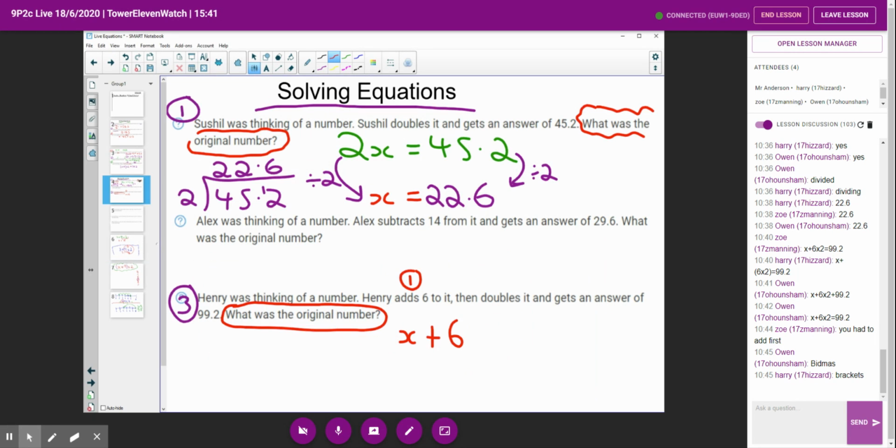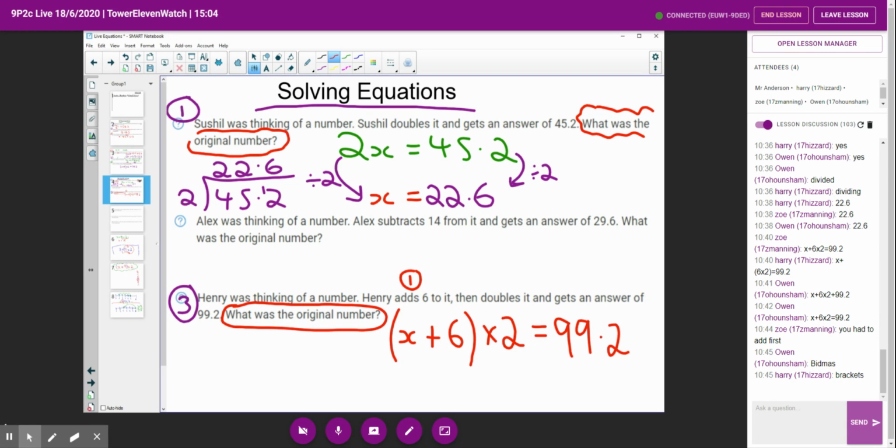Right, so Henry adds 6 to it. So we've got x plus 6. We want to times that whole thing by 2. So we have to have it in brackets to show we're going to double the whole thing. Good, well done Owen, well done Harry, putting brackets on there, fantastic. All right, so we're timesing that by 2. And then let's have a look. Good, you've got the answer part, well done. That gets us an answer of, is equal to, is the same as 99.2. Right, perfect, well done guys.